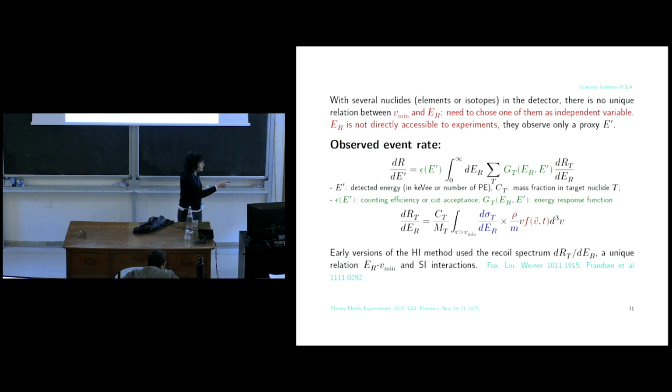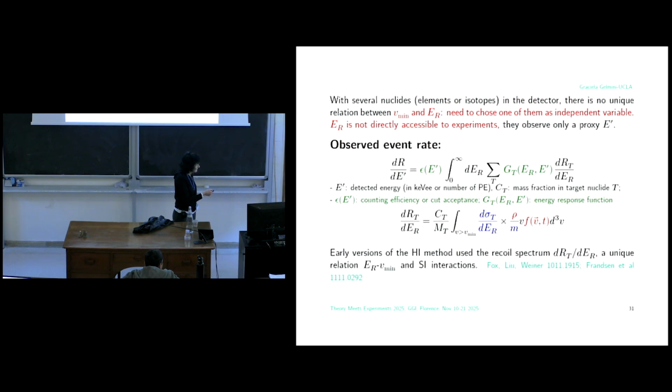But what you are measuring is, I call here E prime. E prime could be some number of photons produced by photomultipliers, or some ionization, whatever. And they are related by a probability distribution. This is the probability that, having observed E prime, you actually had a recoil ER. This is the energy resolution function.